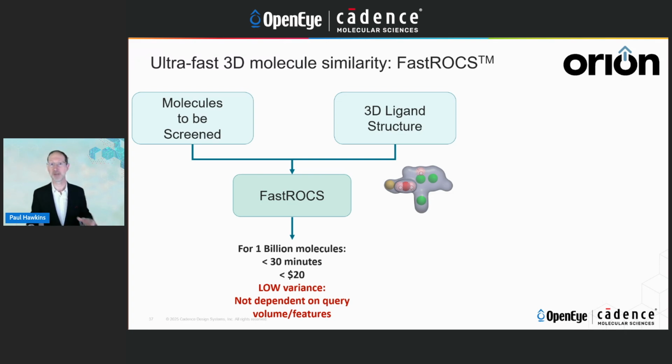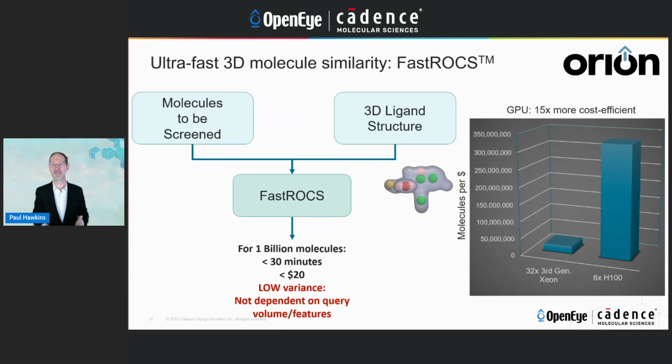And this calculation shows low variance. The time and cost is not much affected by the size, the volume of the molecule, or its density of features. So it's very cost effective. It's also very dollar efficient. Here we're looking at the in-flight compute costs on both CPUs on the left, GPUs on the right. With the GPUs in flight, we're able to screen about 300 million molecules a dollar, which is well over an order of magnitude more efficient than using CPU-based hardware. So we can get answers to searches in these large libraries very quickly.